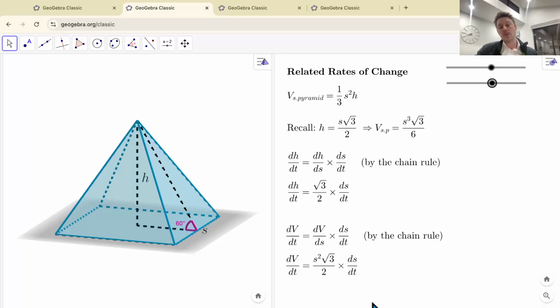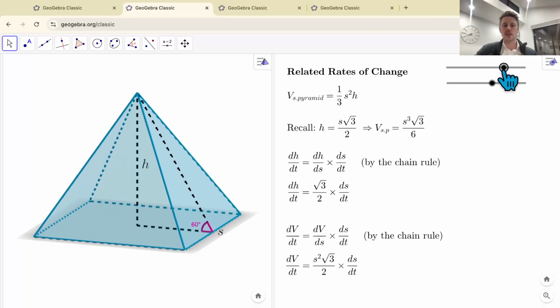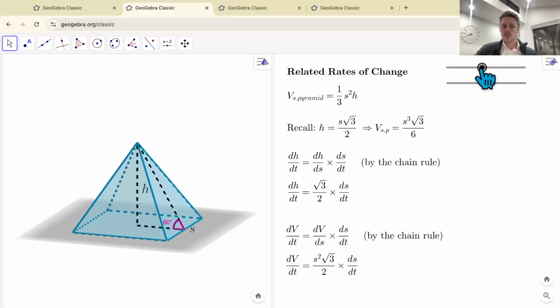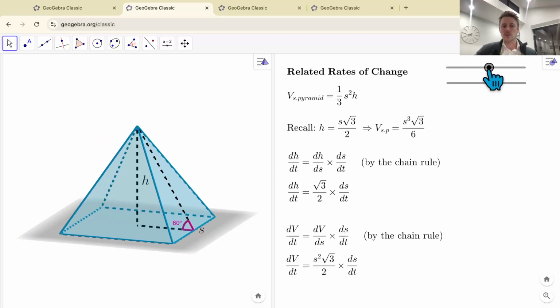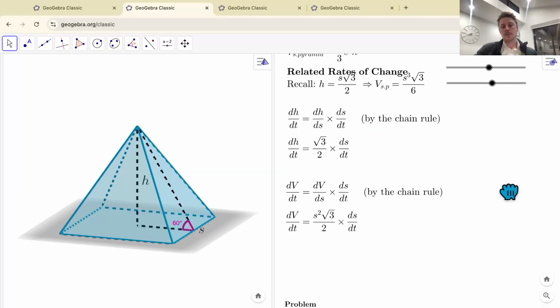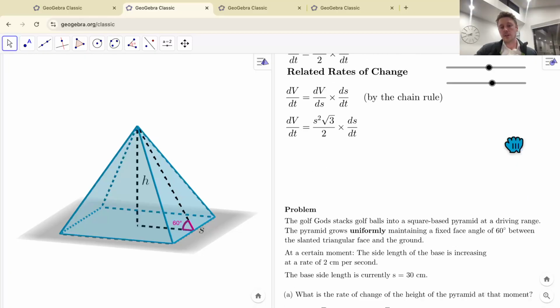And so now what we've got is we've actually related all of our rates, because you notice ds/dt is in both of these equations. So with the relevant rearrangements, you could relate all of those rates of change together. And again, big picture stuff here, it should make sense that all those rates of change are related. You're changing s, which is going to change h, which is going to change V. So it should make sense that we're able to relate all of those rates of change together. Okay, so let's see how this might apply to a problem, right?